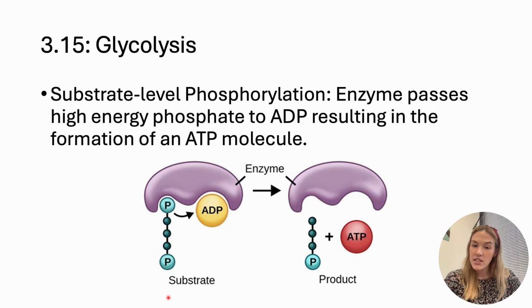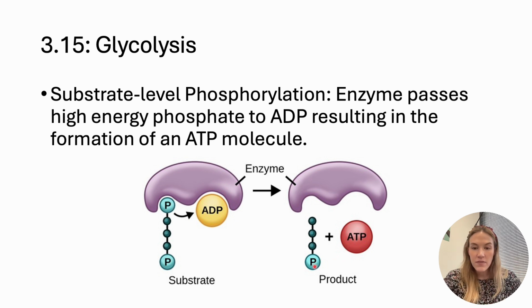So in this case, we've seen this term substrate before if you watched the enzyme videos or if you're in my class. So a substrate is going to enter the enzyme at the active site, and then in this case, this enzyme is going to pass this phosphate group, this high energy phosphate group, to an ADP. And then that ADP now has an additional phosphate, so instead of being a diphosphate, it is a triphosphate. And now this product is going to be the substrate minus 1 phosphate plus the ATP.